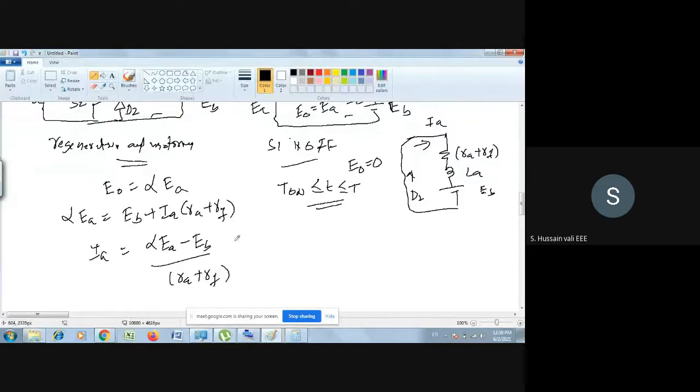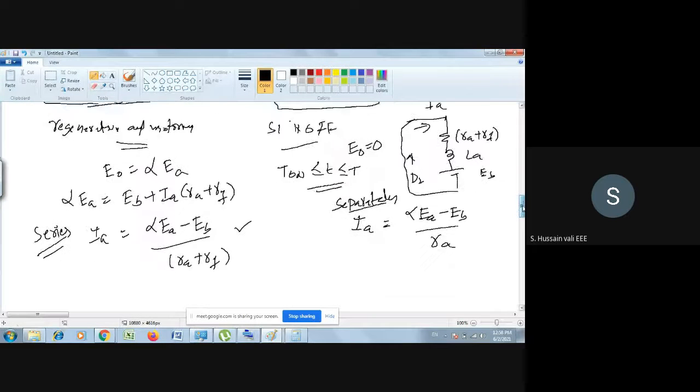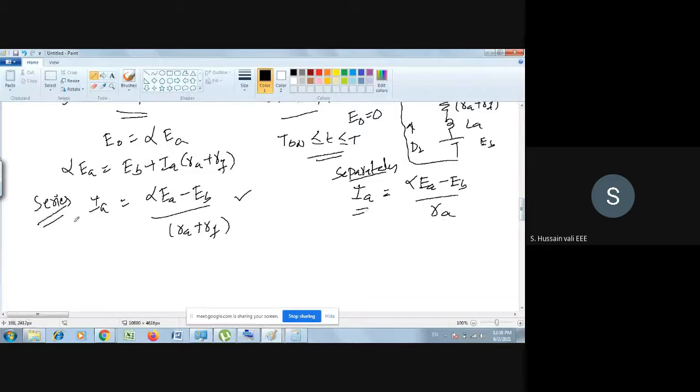This is in case of your series motor, whereas in case of a separately excited motor, it is alpha EA minus EB, everything is the same except in place of RA plus RF. So this is for the separately excited DC motor, whereas this is for the series motor. In both cases the equation for IA remains the same, except the denominator is different.